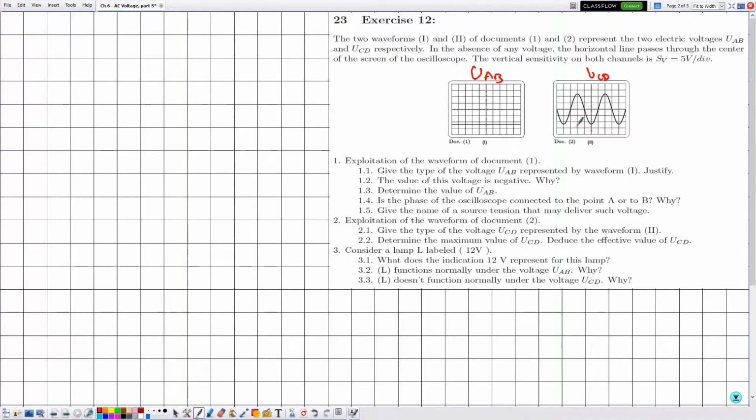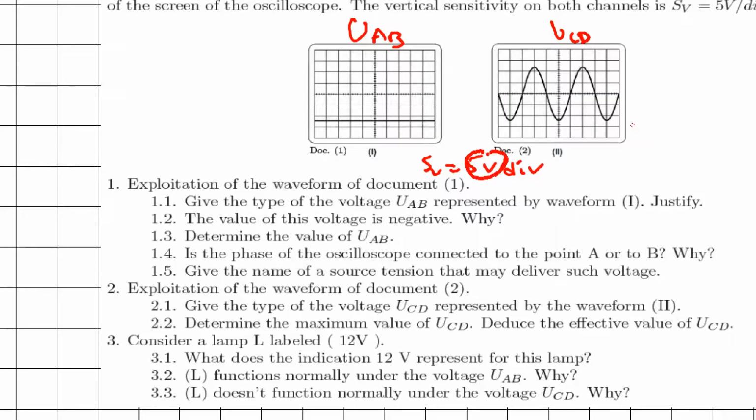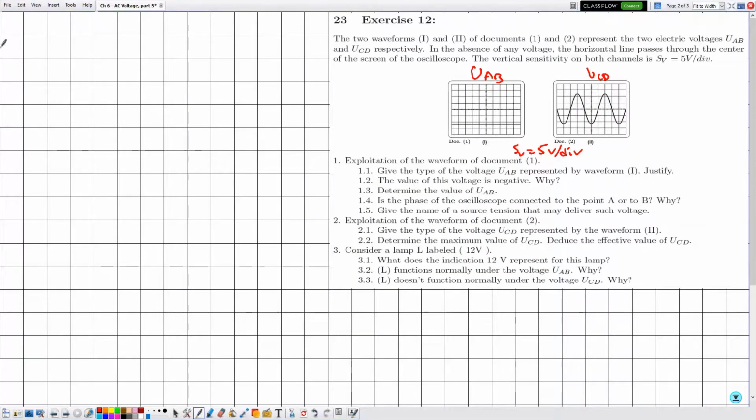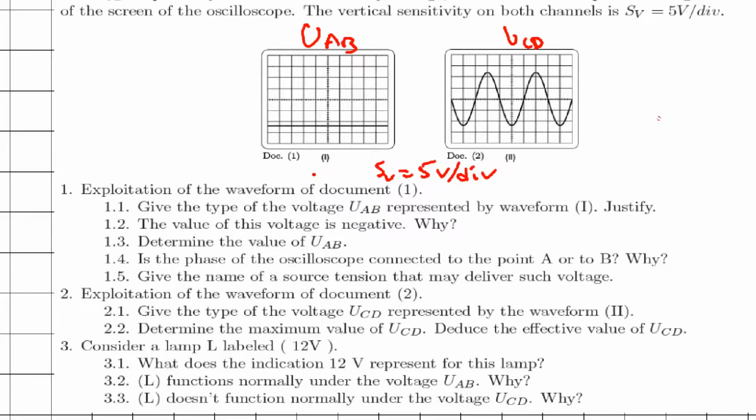Okay, in the absence of any voltage, the horizontal line passes through the center of the screen of the oscilloscope, and this is important in order for the reading of the oscilloscope to be accurate. Now, the vertical sensitivity on both channels is given by SV equal to 5 volts per division. So this value is the same for both this one and this one. Now 1.1, exploitation of the waveform of document 1. So we are discussing document 1.